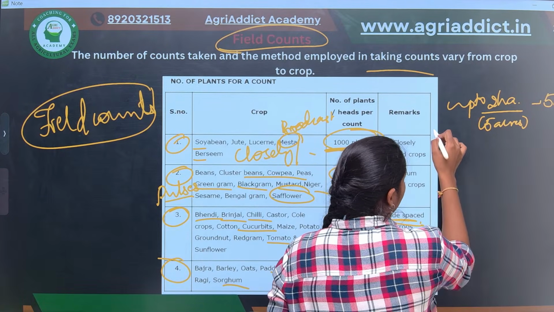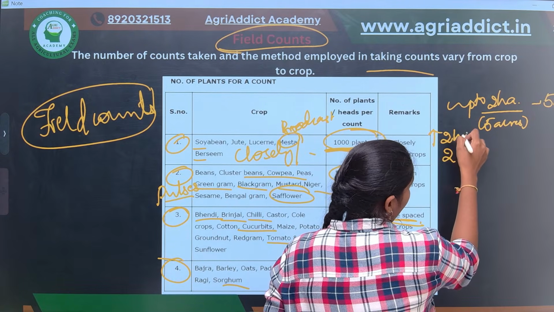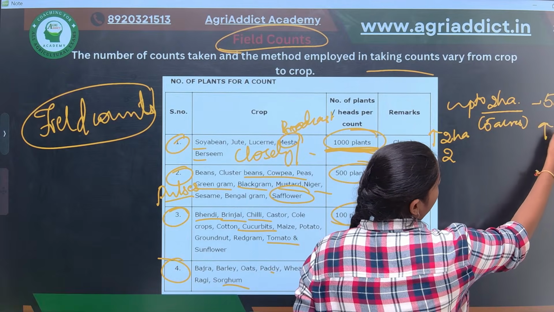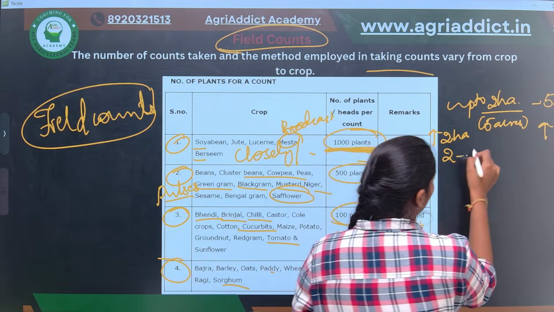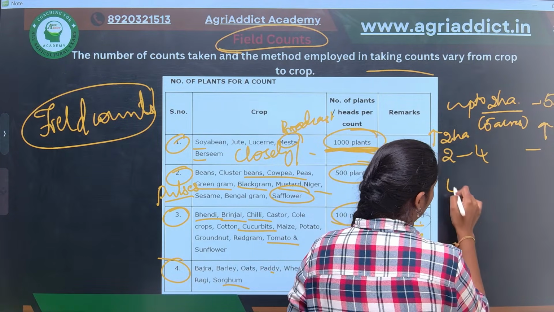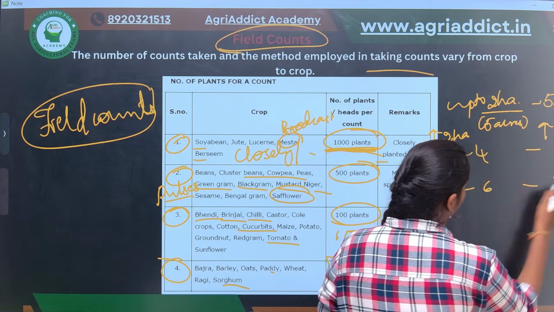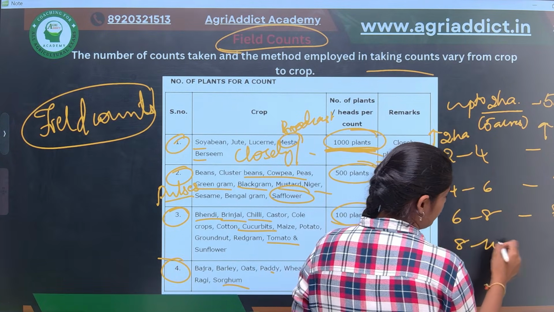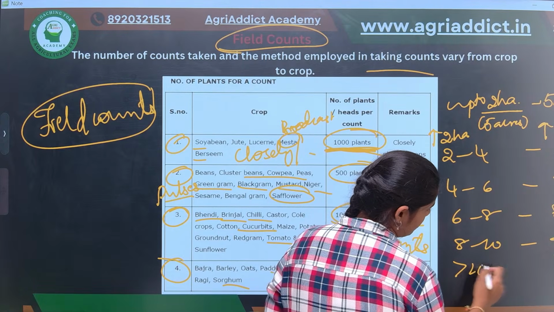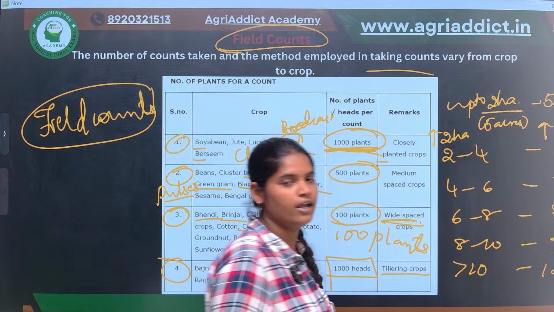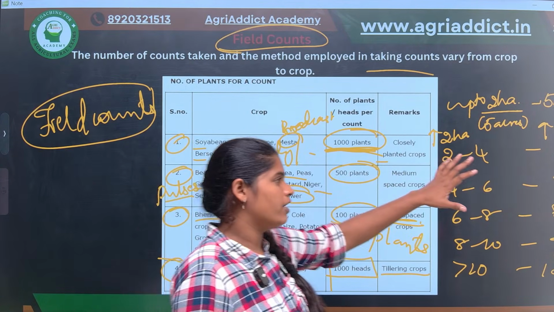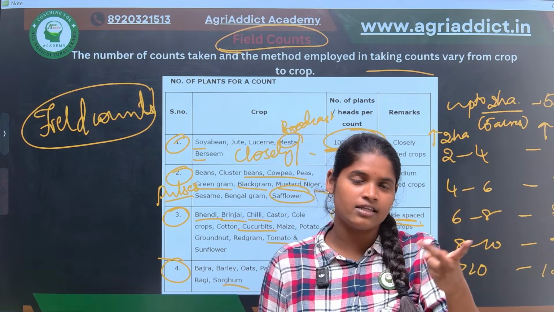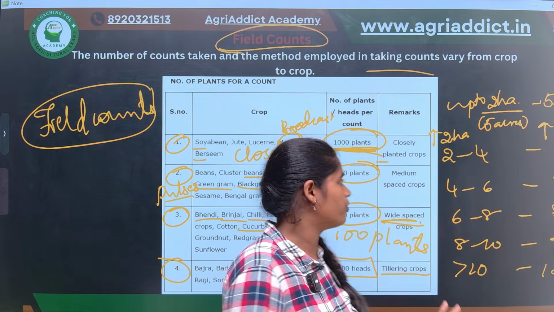Then increase by 2 hectares every time, and there will be an increase of 1 count. That means 2 to 4 hectares it is 6, 4 to 6 it is 7, 6 to 8 it is 8, 8 to 10 it is 9, more than 10 it is 10. Remember this: for every increase of 2 hectares of land, there is an increase of 1 field count.